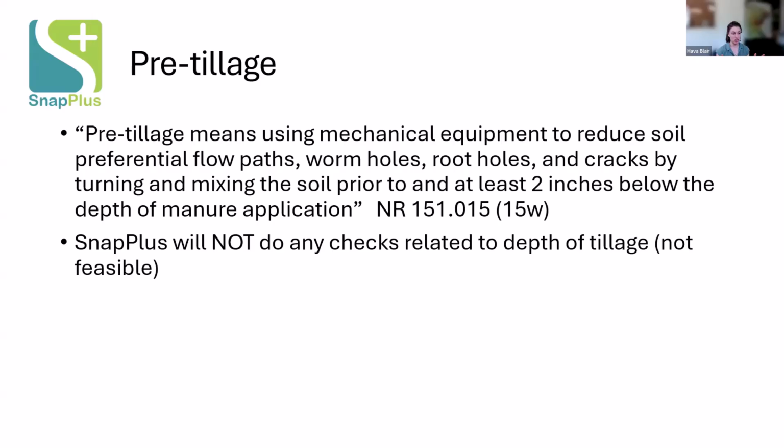Okay, that's pre-tillage. The first important thing to know about the way that pre-tillage works in SnapPlus is that SnapPlus does not do any checks related to depth of tillage. That's not really feasible. How you run a tillage implement can change the depth. So we don't do checks based on depth, but we do checks based on the type of tillage system and the timing that you've selected. Could that be compatible with pre-tillage? So that's the first important thing to know.